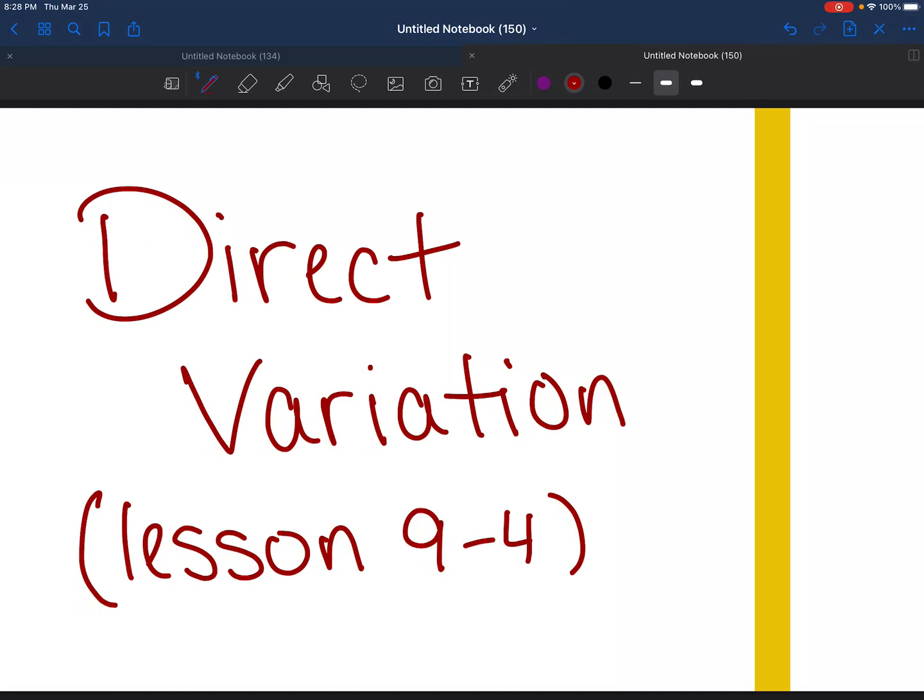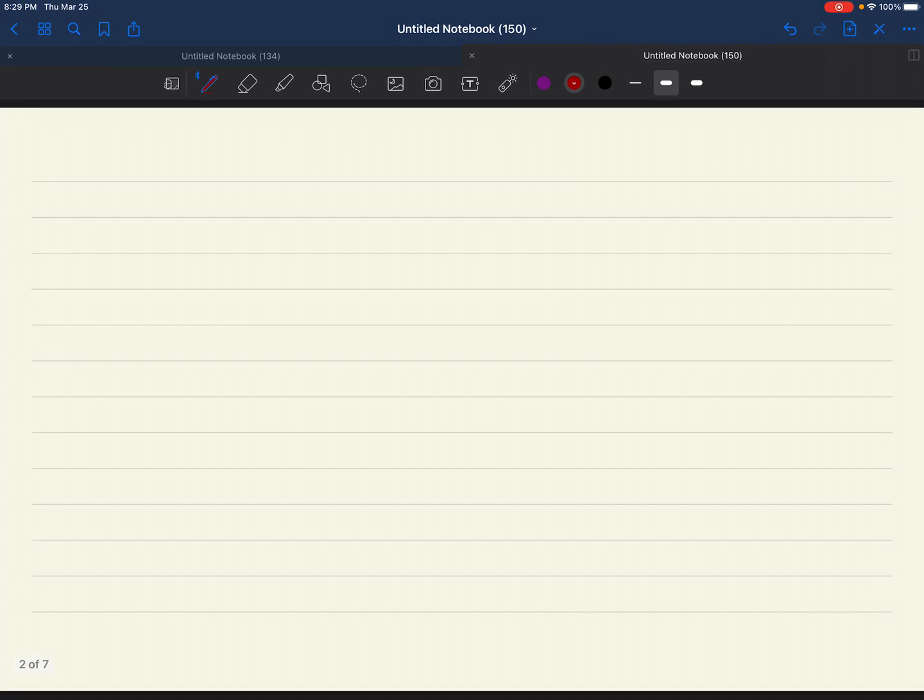All right, today we're going to look at direct variation, which is lesson 9.4. Direct variation is similar to linear functions. The difference is direct variation always has to go through the point (0, 0), which we'll see when we start looking at what that equation looks like. Basically, when the ratio of two variables is constant, that is when you will get direct variation.